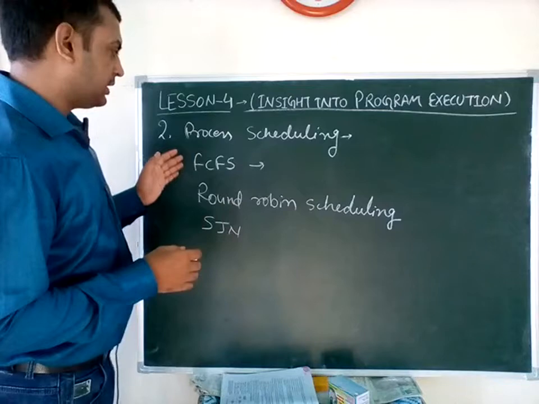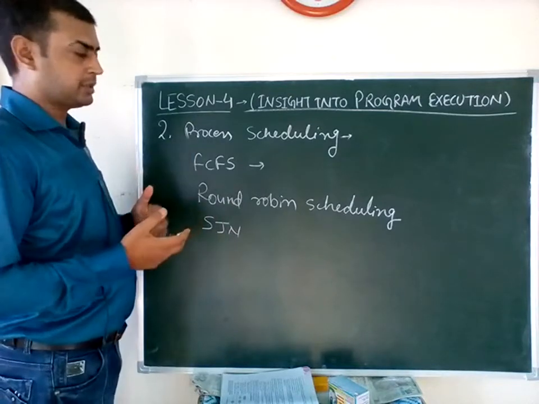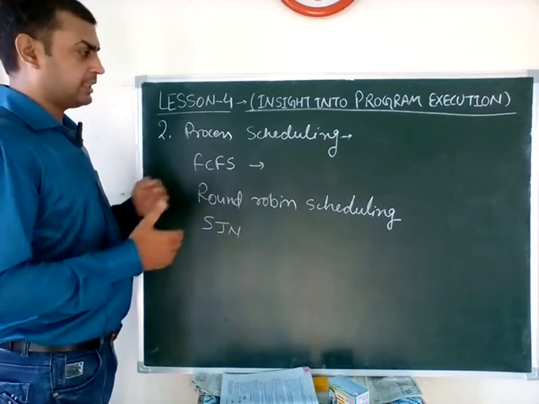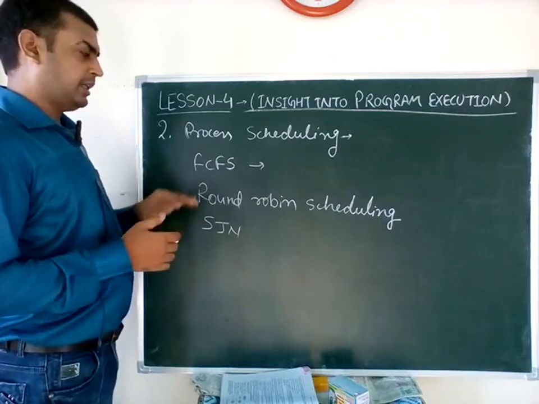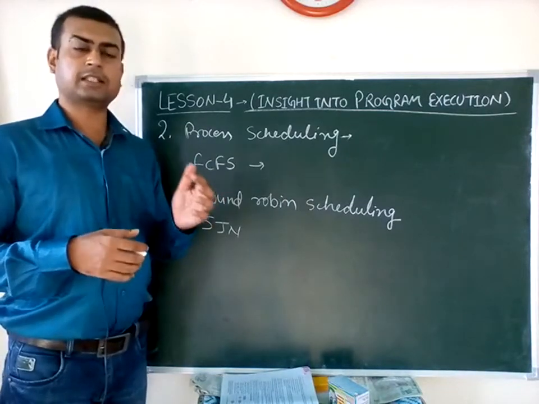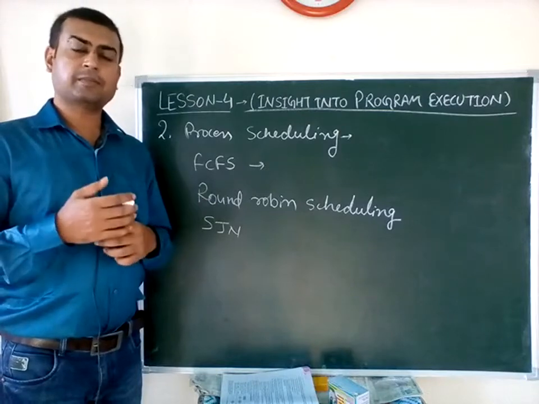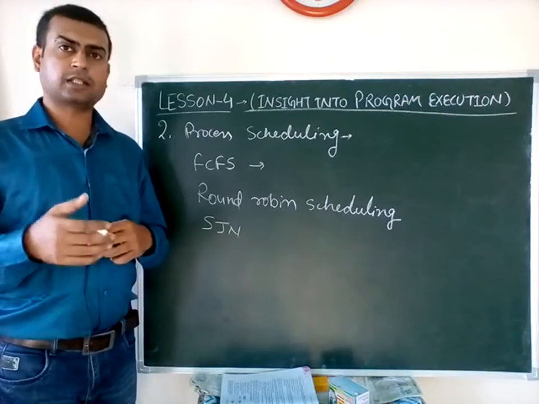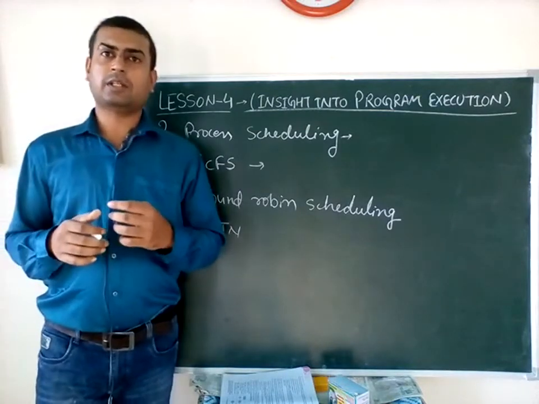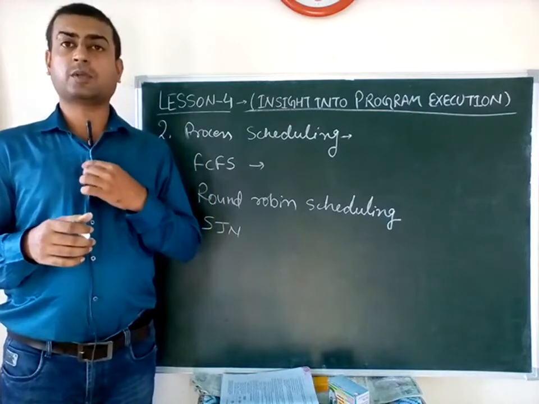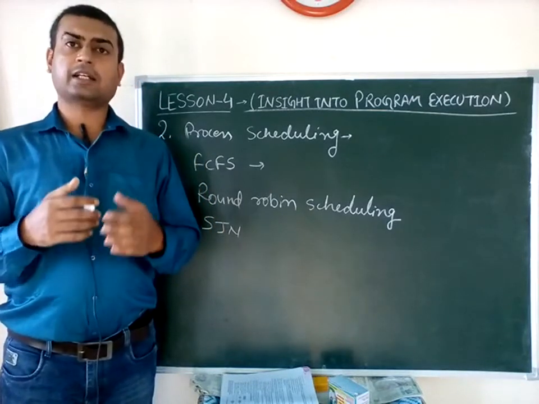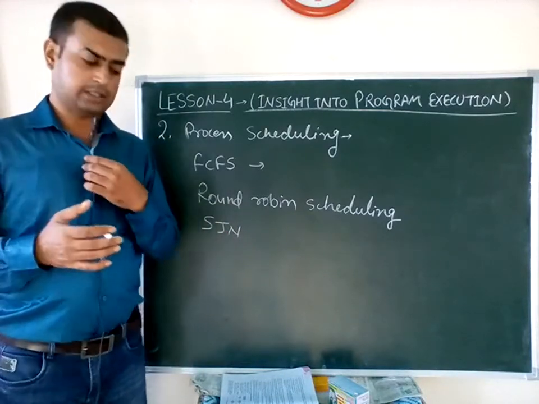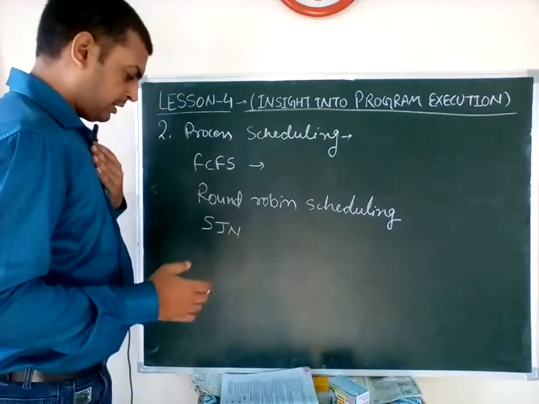So these are the three different mechanisms. In FCFS, the first process will be executed first, then the second, then the third. In round robin, every process will get time, and in that time it has to be completed. If it is not complete, then it has to wait for the next turn. In SJN, shortest job next, the processor will evaluate which process is the shortest, and according to that evaluation, the processes will be executed.